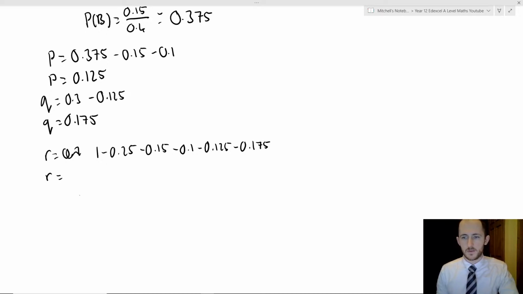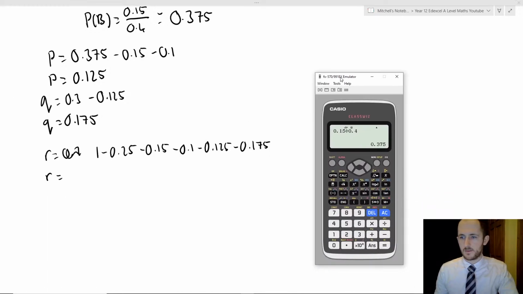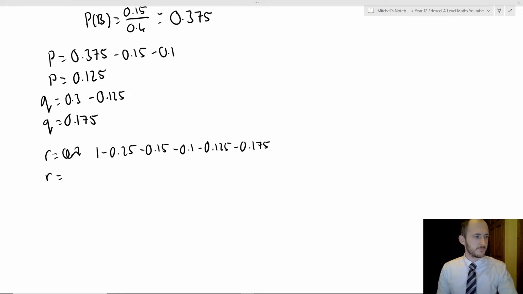That is equal to, well, okay, I can't do that in my head. Well, I can, but I don't want to. 0.25 minus 0.15 minus 0.1 minus 0.125 minus 0.175. 1/5, which is obviously 0.2. Well done. Perfect.